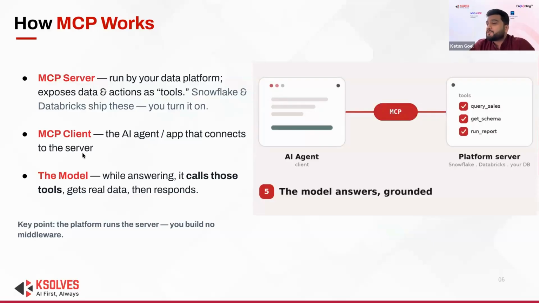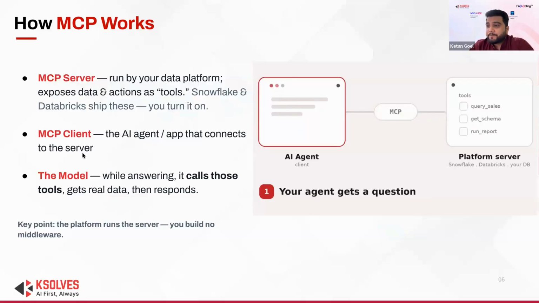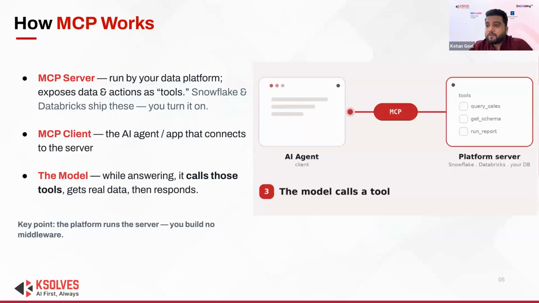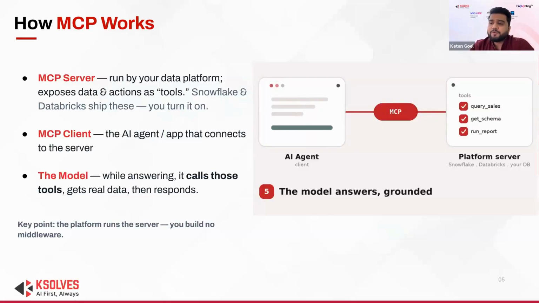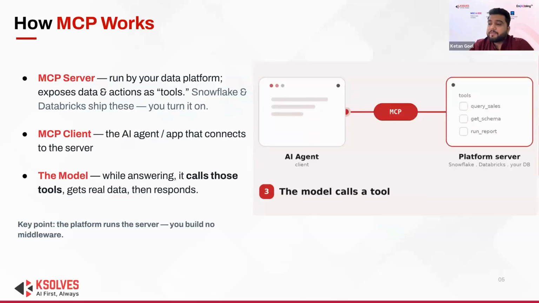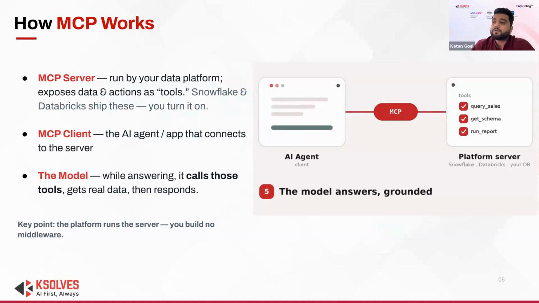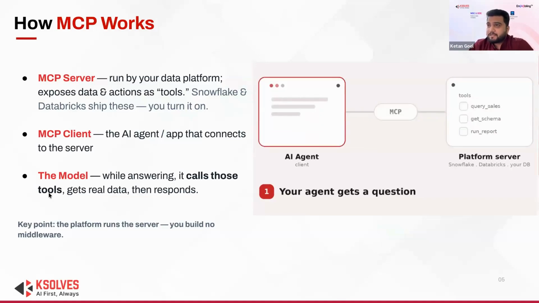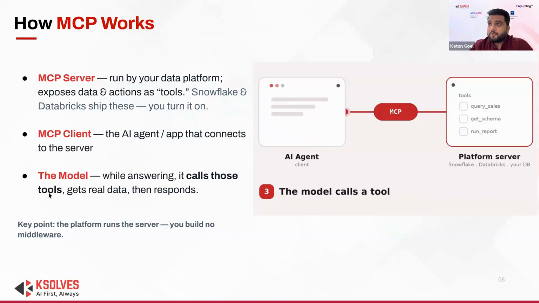Now, let's say a user is asking some query. Your query will not go directly to the MCP server; there is a model in between. It could be any AI model. What will the model do? It will take your query and check what tools the MCP server has, and based on your query, it will call those specific tools. So these are the three pillars of MCP.